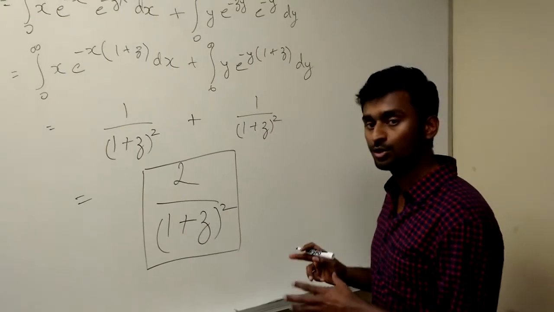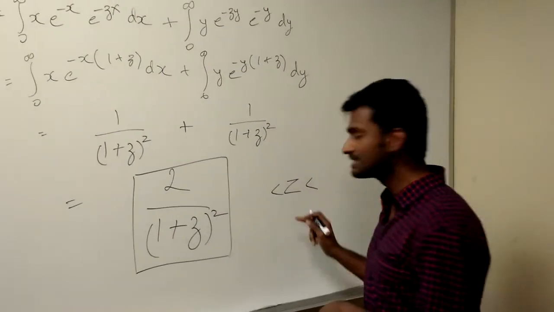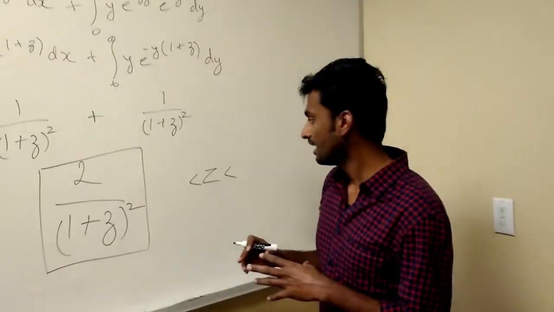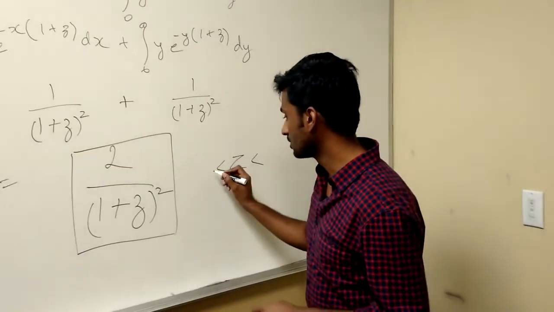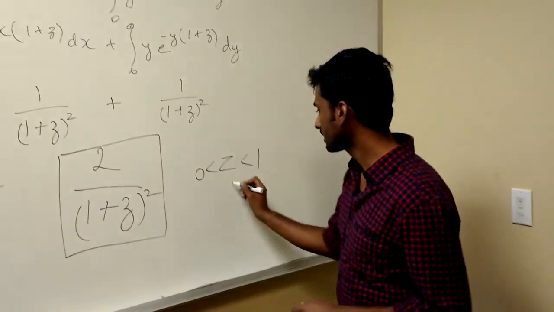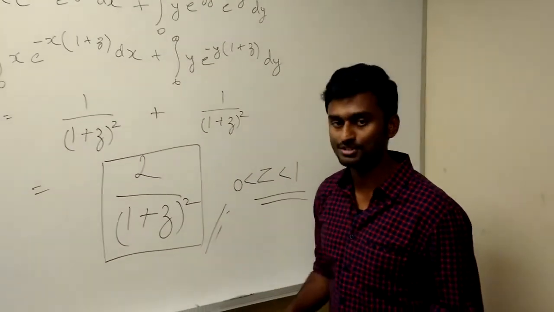But now we also need to know the limits of Z. Now Z is nothing but minimum by maximum. And since the denominator is always the maximum, Z will always lie in the region of 0 to 1. So this is the range of Z, and this is the density function of Z. Thank you.